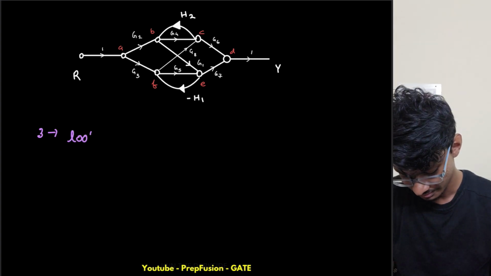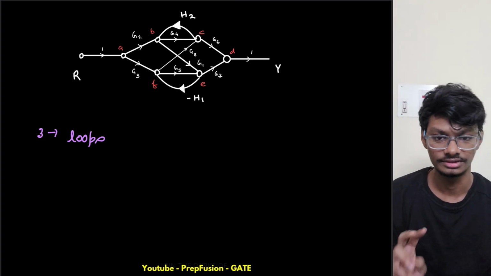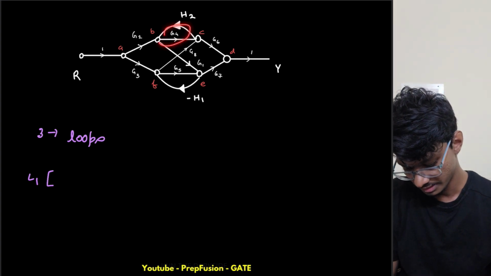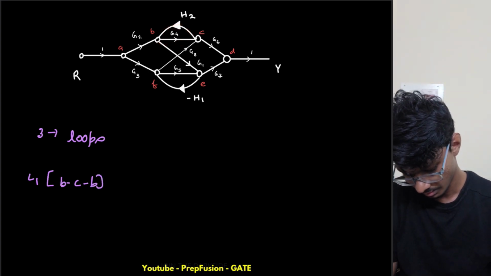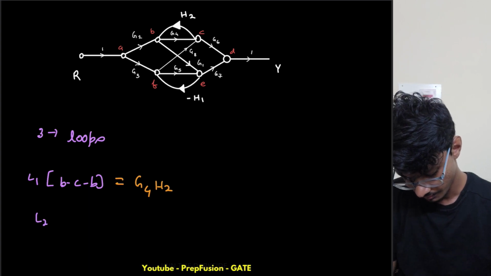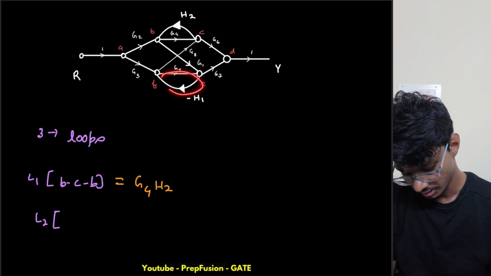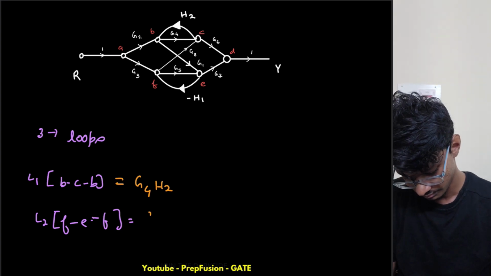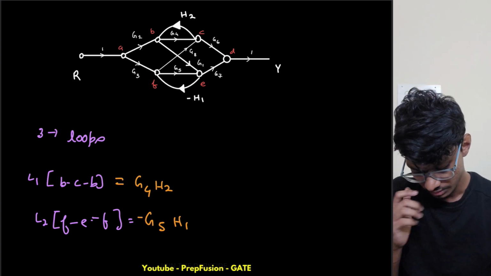So 3 loops. Okay, we have 3 loops. So what is L1? L1 is basically this one, right? BCD. So it is equal to simply G4 H2. And what is L2? L2 is this one, right? FE. Minus H1, right? So this is L2.